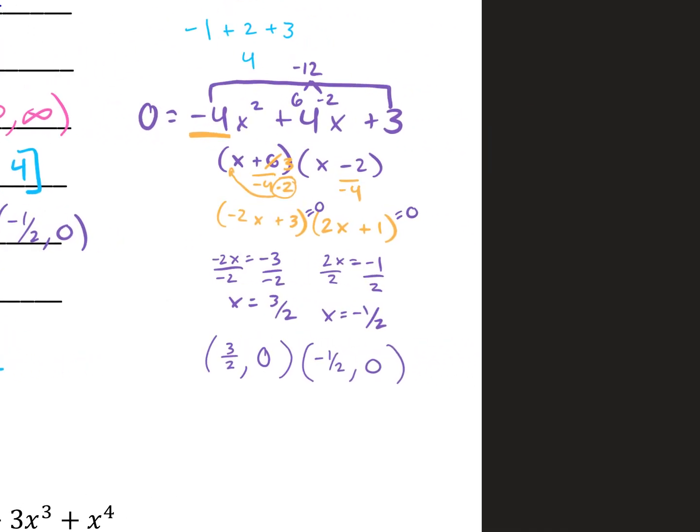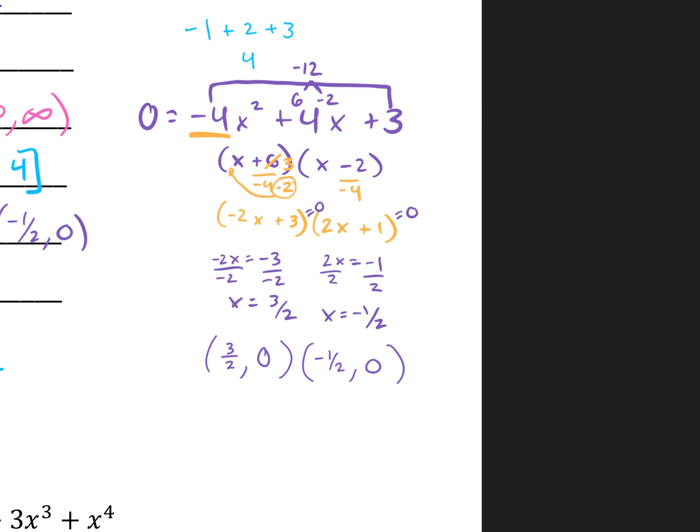What if it doesn't factor? What would we do? Quadratic formula. Not necessarily, but just in case there is one. This is your quadratic formula. Negative b plus or minus the square root of b squared minus 4ac over 2a.